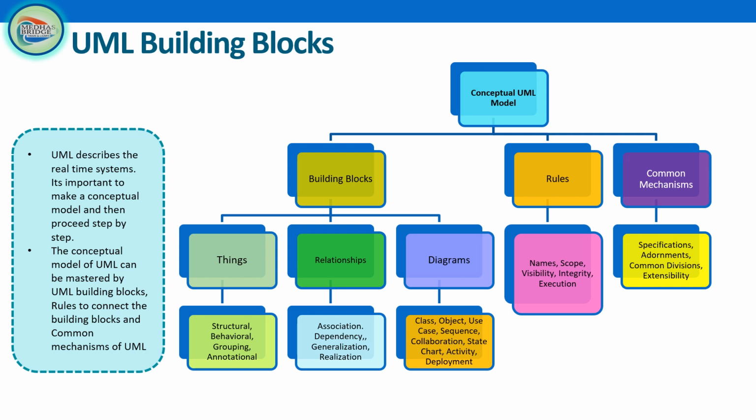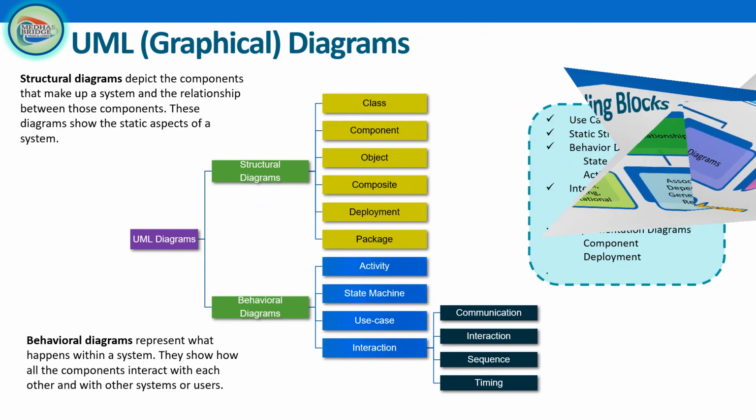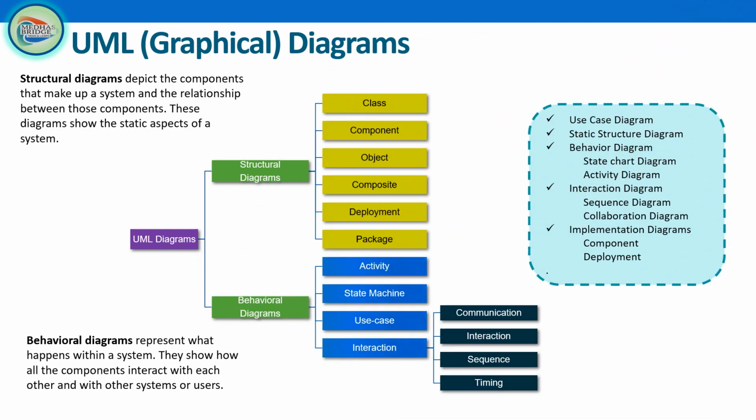In today's session, we will see UML diagrams, which are part of UML building blocks in the conceptual UML model. UML diagrams. Basically, UML diagrams are of two types, structural diagrams and behavioral diagrams. Structural diagrams depict the components that make up a system and the relationship between those components. These diagrams show a static aspect of the system.